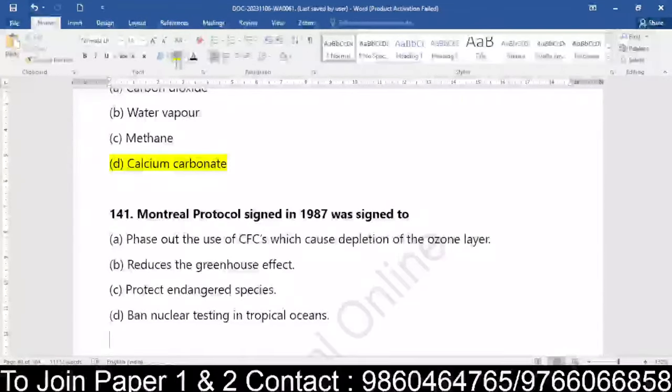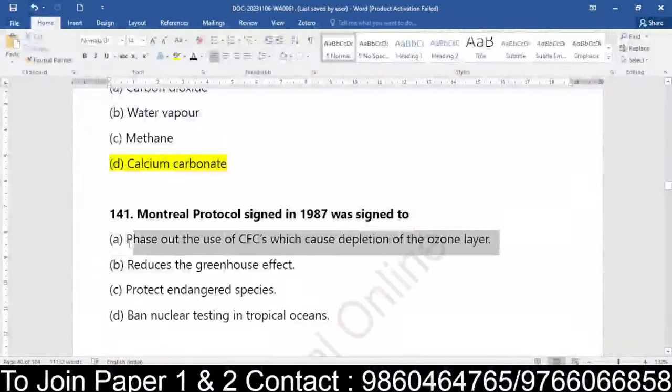Okay, yes, no Ashwini, no worries, just make sure that you are writing down and taking these important points. So yes, the one which was signed was basically for phasing out chlorofluorocarbons, which cause depletion of the ozone layer.